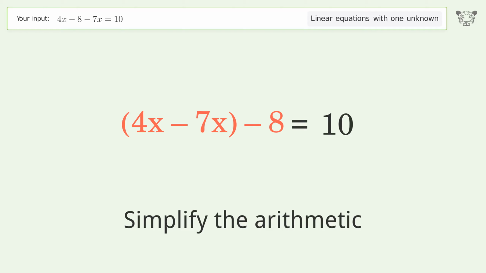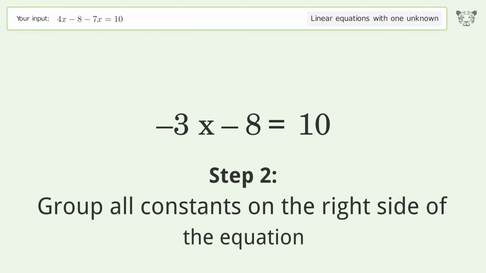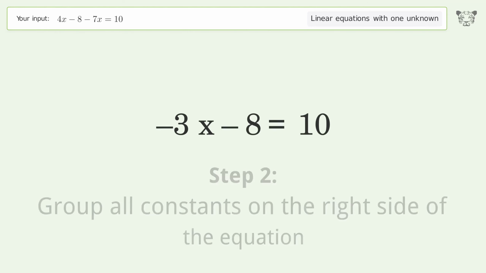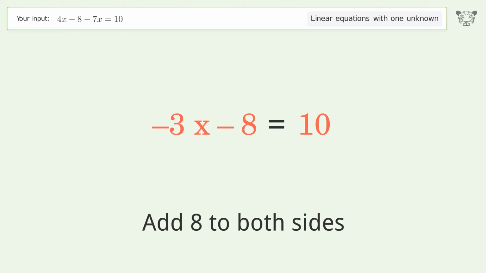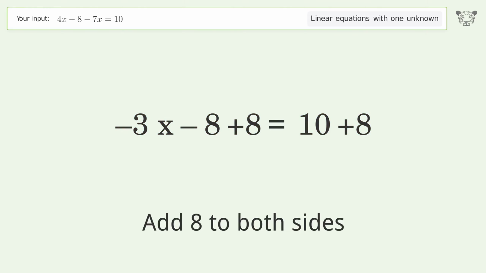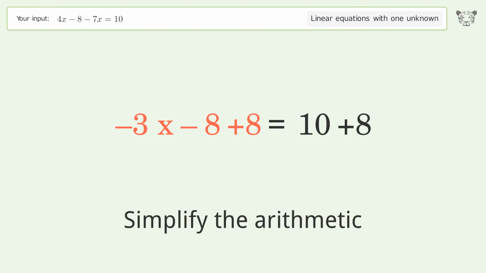Simplify the arithmetic. Group all constants on the right side of the equation. Add 8 to both sides. Simplify the arithmetic.